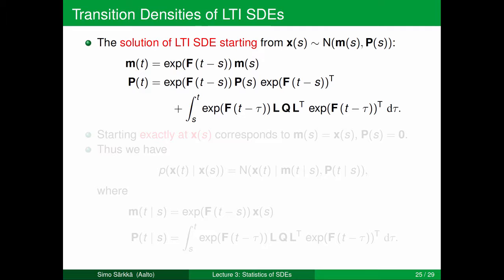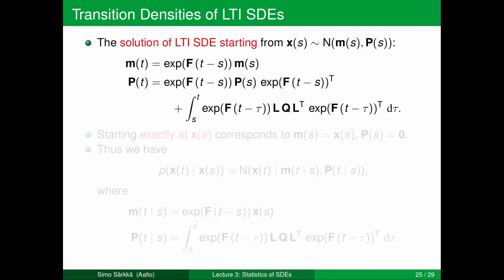In the LTI case, we can actually write down the transition densities in basically closed form. In almost closed form, because we might have matrix exponentials that don't have explicit representation, but we also know that it's very simple to compute matrix exponentials using software such as MATLAB.